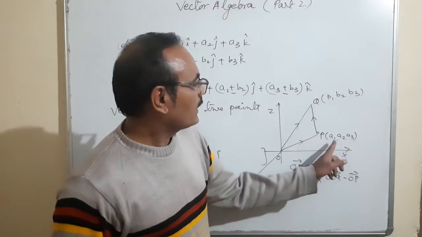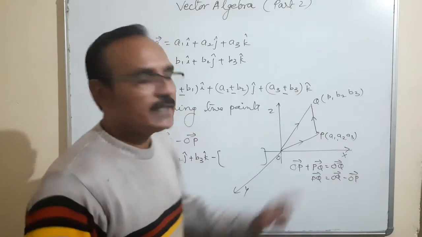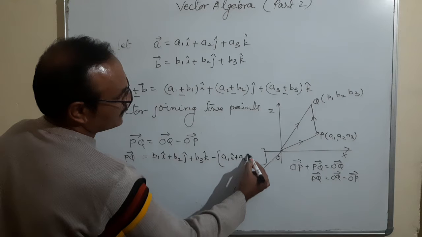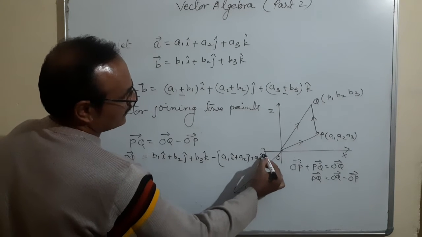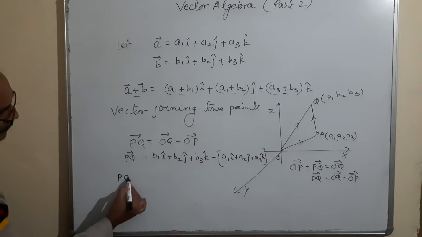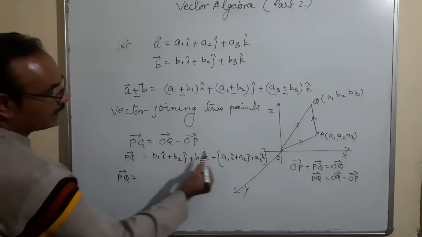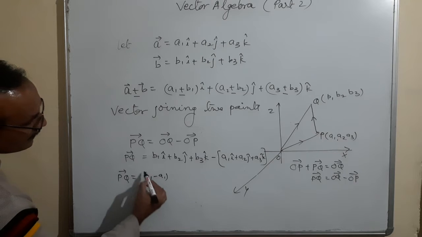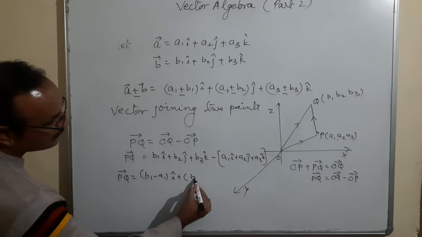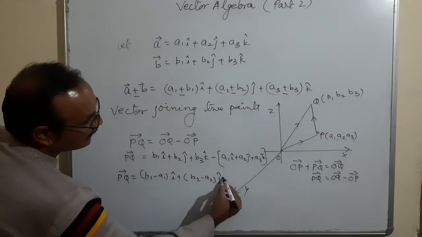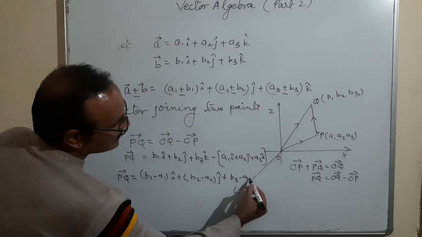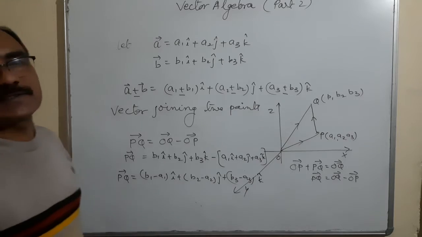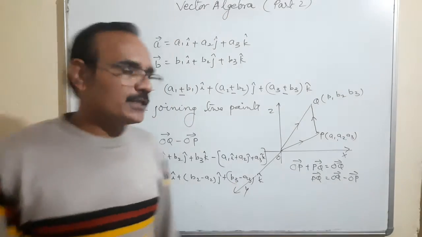Same thing for OP: A1i plus A2j plus A3k. Therefore PQ is equal to, taking like terms, B1 minus A1 i, B2 minus A2 j, and B3 minus A3 k. This is called the joining of two vectors.